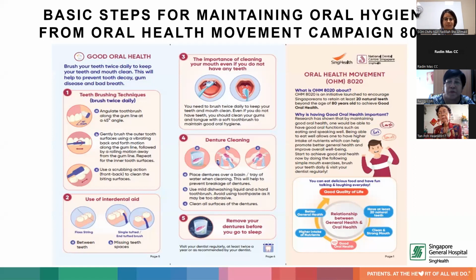So for people who have denture, there's also a step for you on how to clean it. First is to place denture over a basin or tray of water when cleaning, and this will help to prevent breakage of denture. Secondly is to use mild dishwashing liquid and a hard toothbrush. Avoid using toothpaste, because it can become too abrasive. Last is clean all surfaces of the denture. And then the fifth is to remove your denture, especially before you go to sleep.